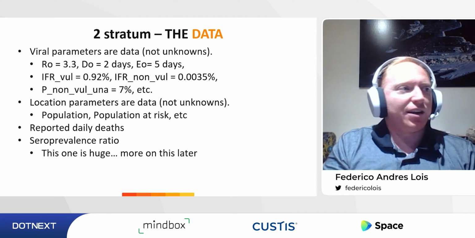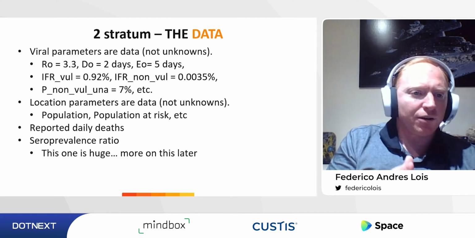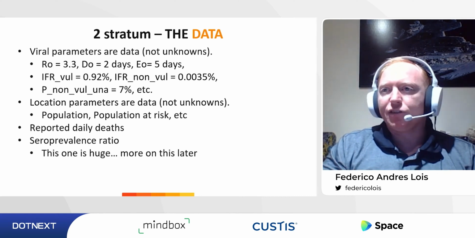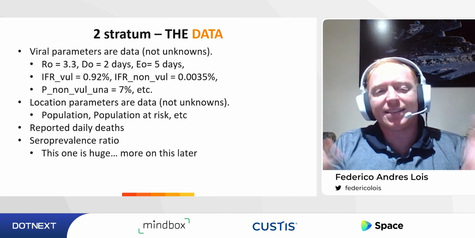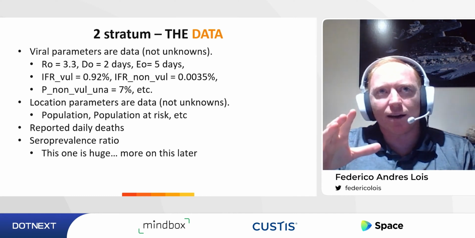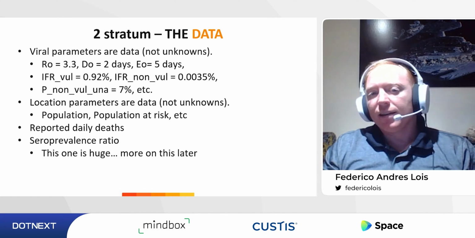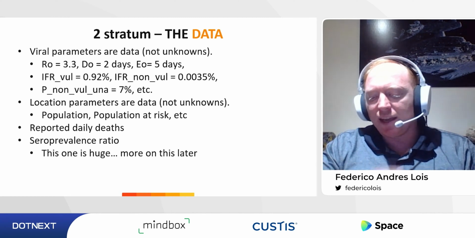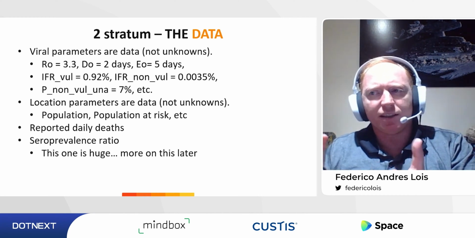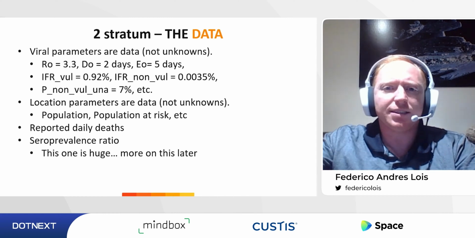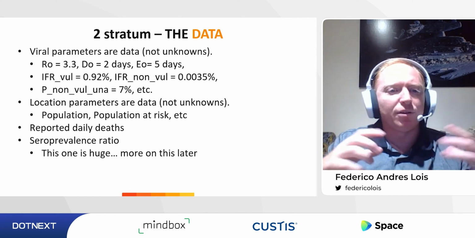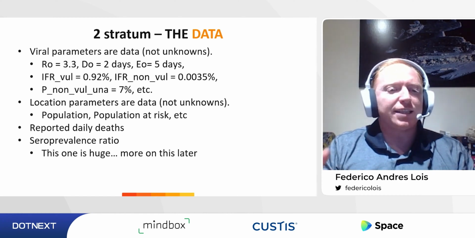If you go out there, you can find estimations for the R0 of the virus that go from 2.5 to even 5, but the consensus is that it's around 3.3. So we actually took the highest number from the consensus. Then you have the D0, the E0, which is the exposed, the time that usually passes between being exposed and having symptoms or being infected. But the most important here is the vulnerable IFR, which is the infection fatality rate.